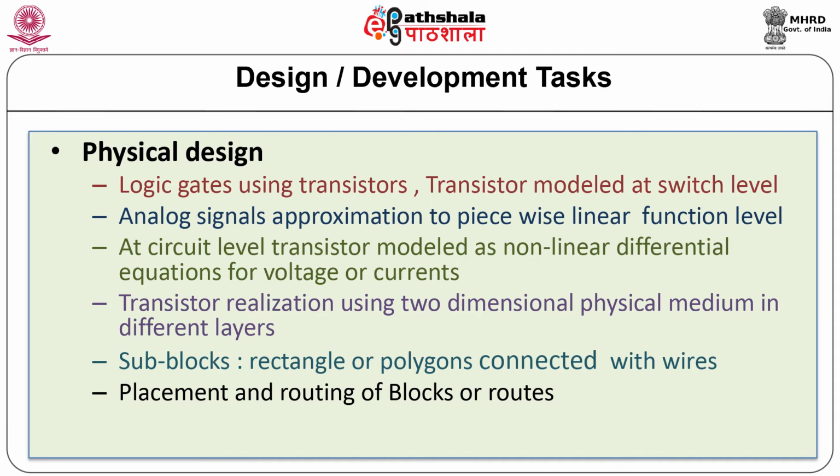The physical design of transistors can be realized using a two-dimensional physical medium with parasitic capacitances and resistances depending on the shapes of the pattern in the different layers. In addition, one needs to deal with the layout of subblocks. From an abstract point of view, subblocks are rectangles or polygons with terminals at their periphery to which wires are connected. Placement of polygons and providing interconnection routes are to be handled by placement and routing tools.